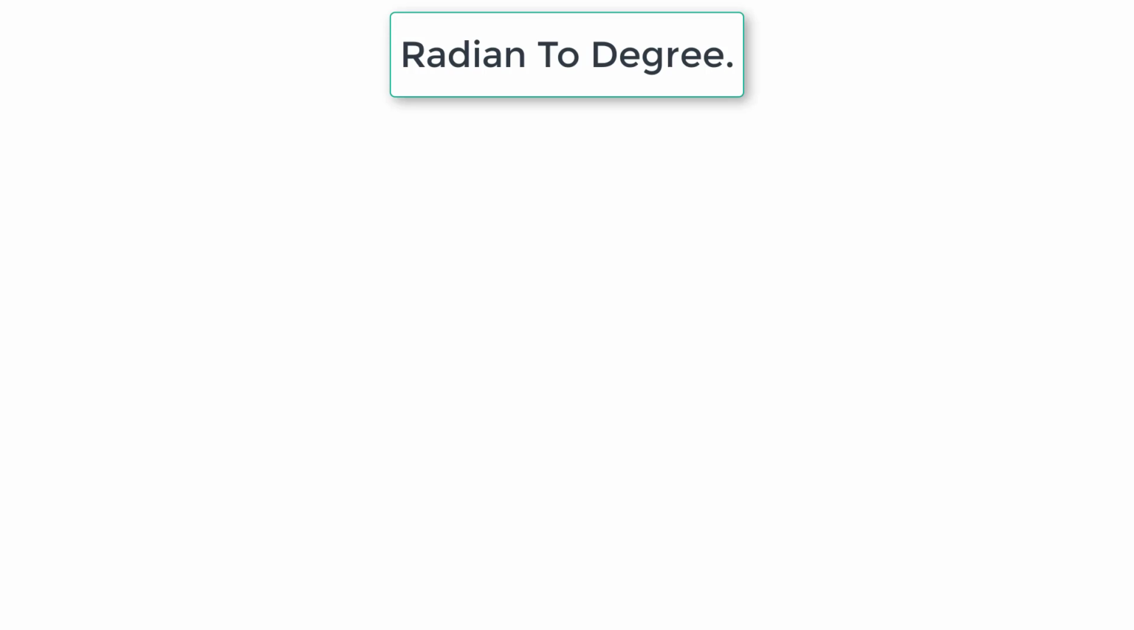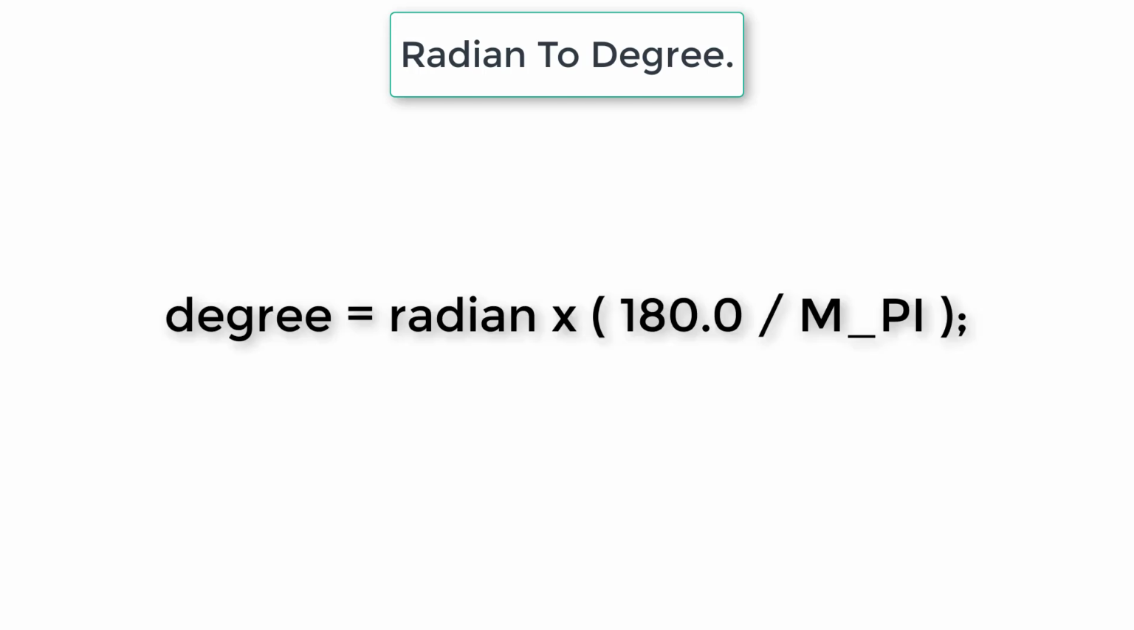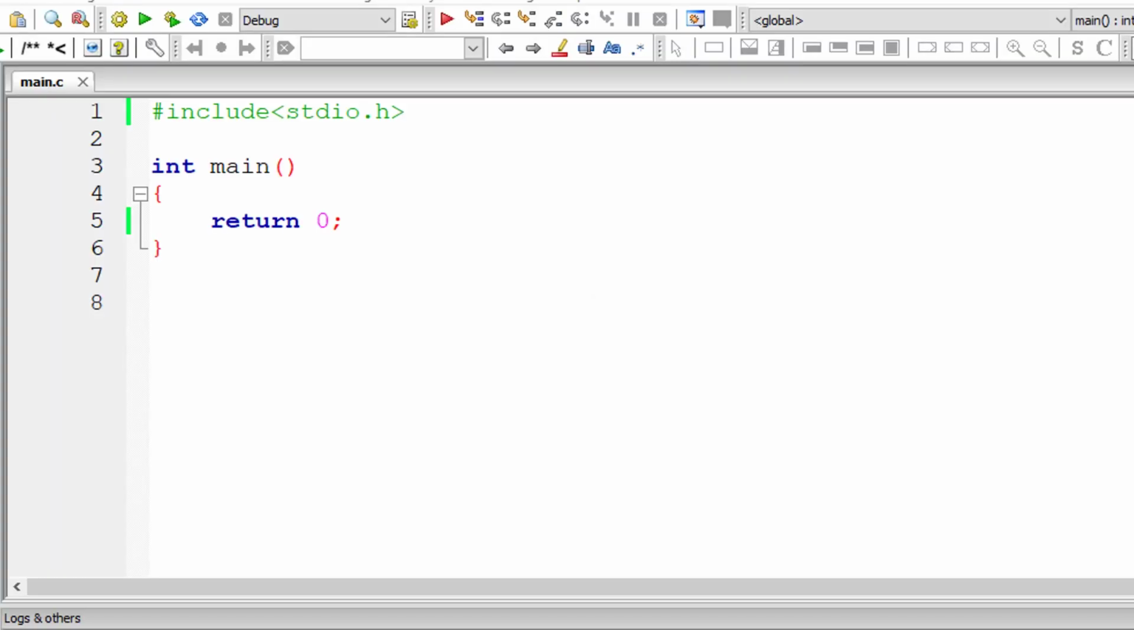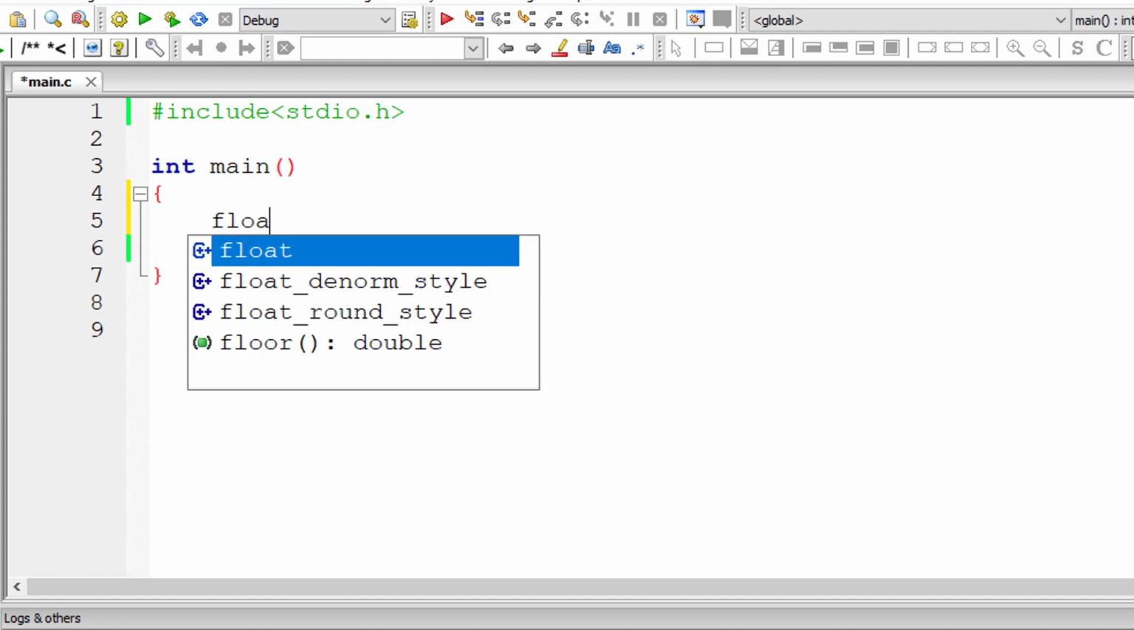Let's write a C program to convert angles from radian to degree. So the formula to convert radian to degree is radian into 180.0 divided by pi. So M_PI is a built-in constant present inside the math.h library, which is approximately equal to 3.14. So let's write the C program.